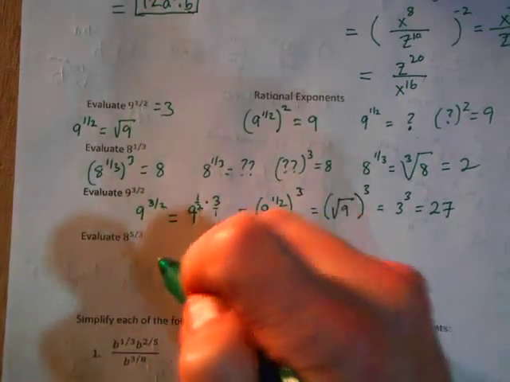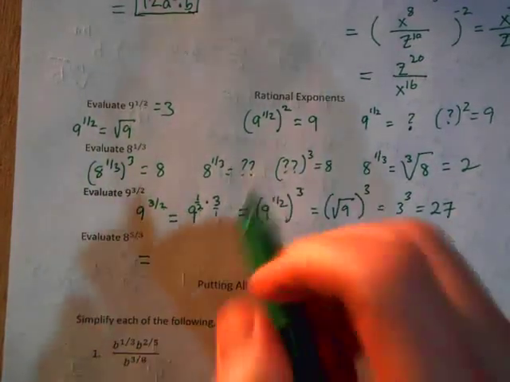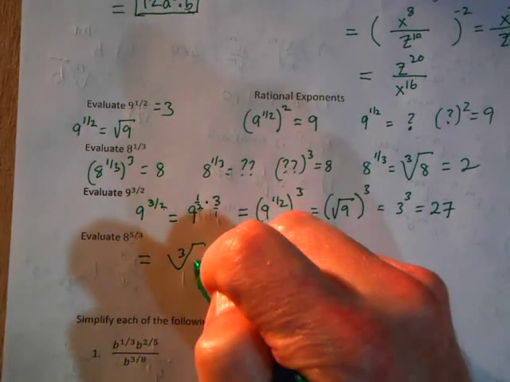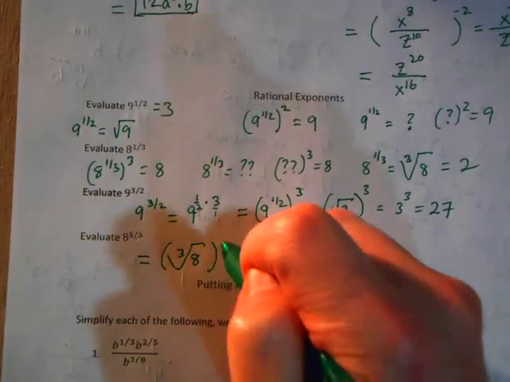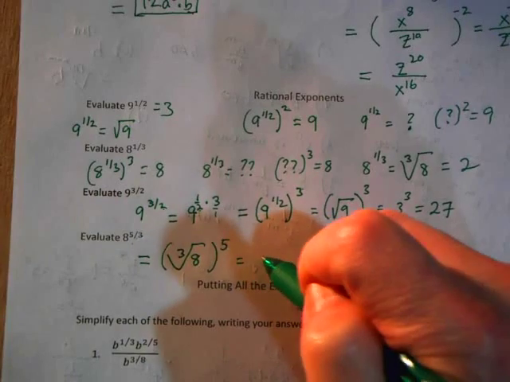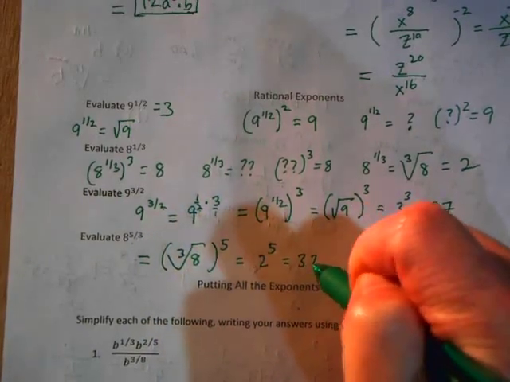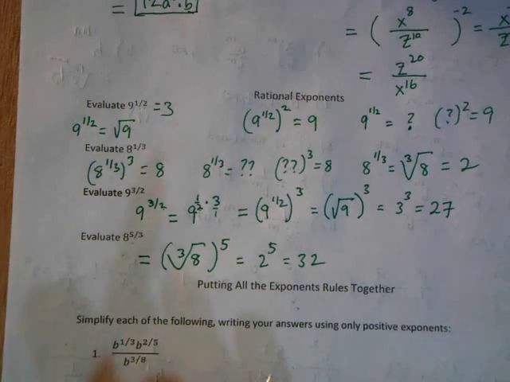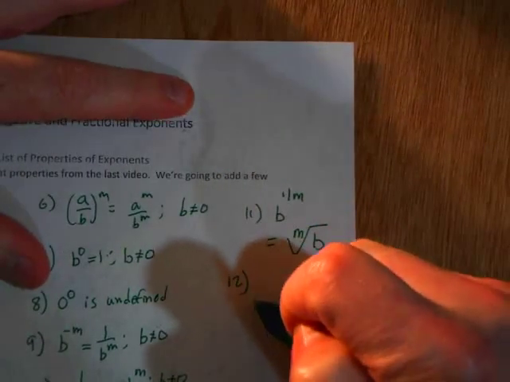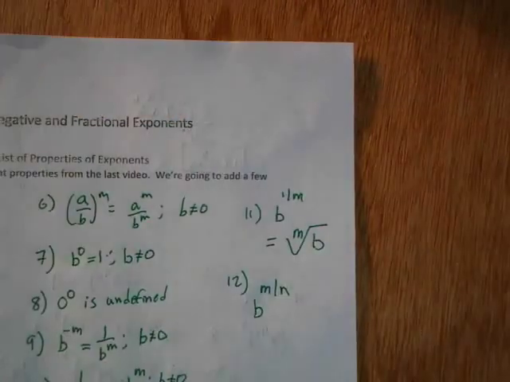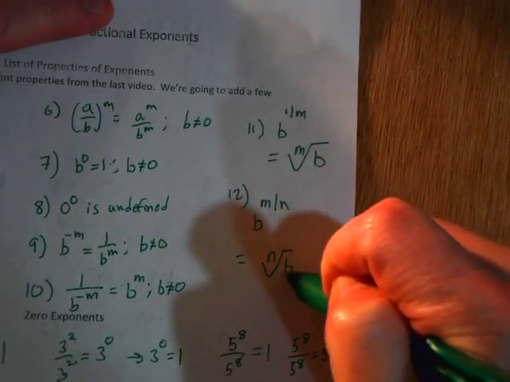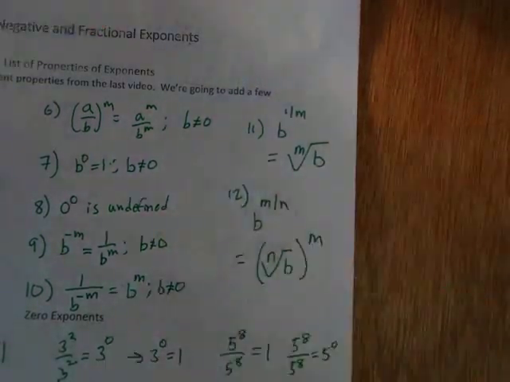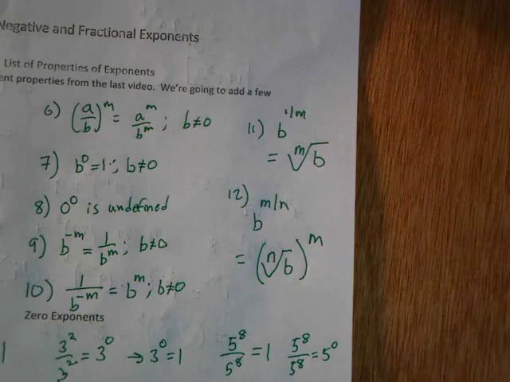All right, same thing happens here. The number on bottom becomes our root. So 8 to the 5/3 says we're doing the cube root of 8, and then a power of 5. Cube root of 8 happens to be 2. That's 2 to the 5th, 32. All right, so there's our very last rule. If we have a base and a power that's a fraction, then the thing on bottom becomes your root, and the thing on top is your exponent. That's all our rules, 12 of them.